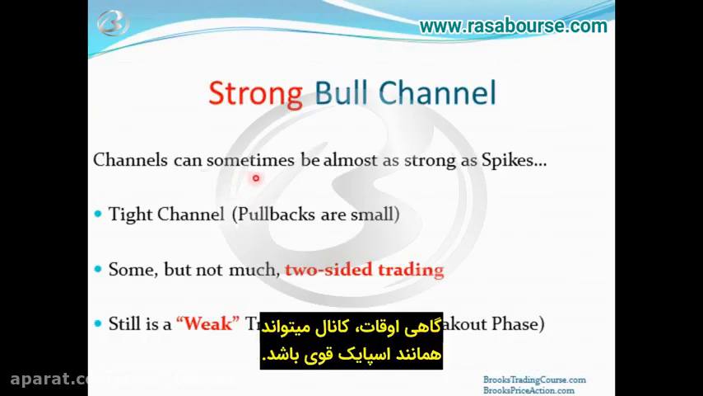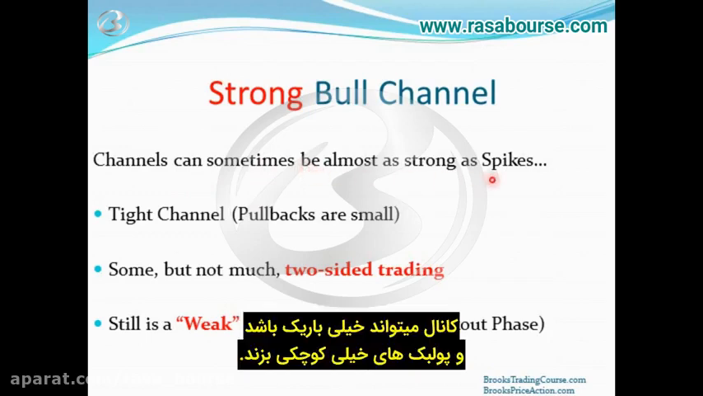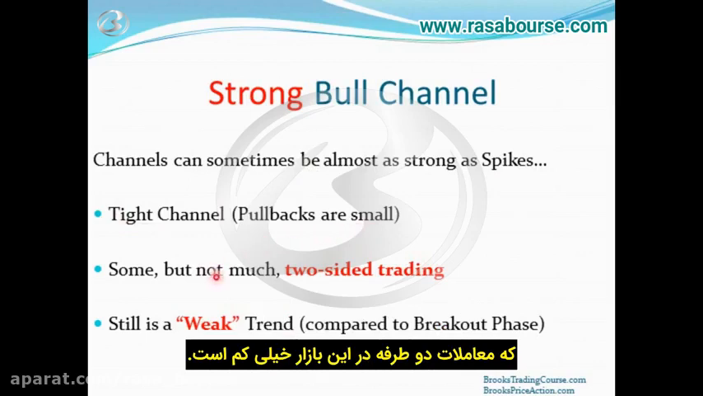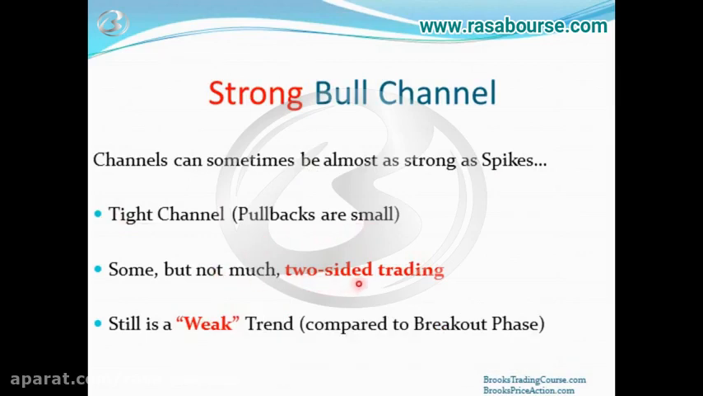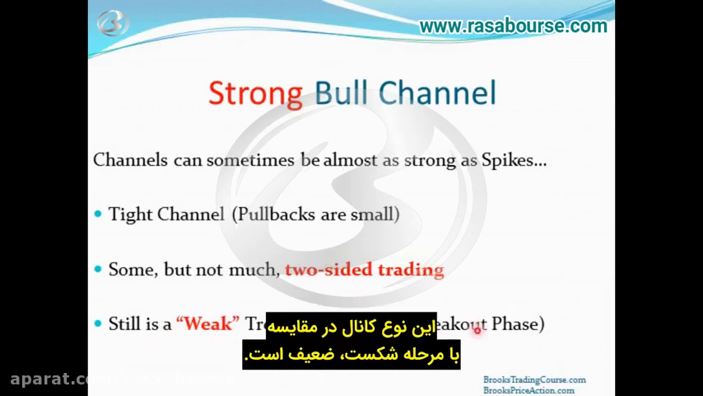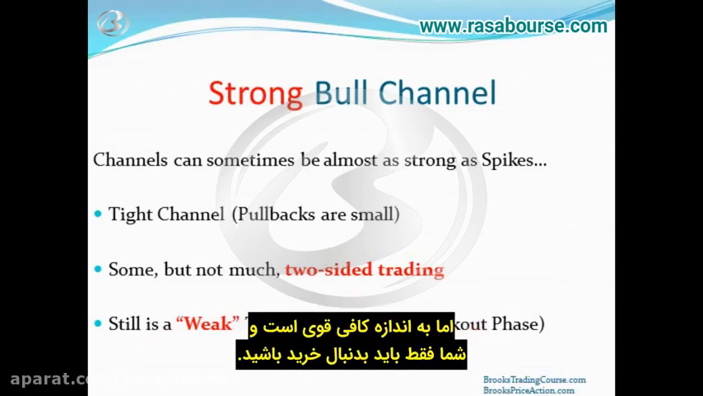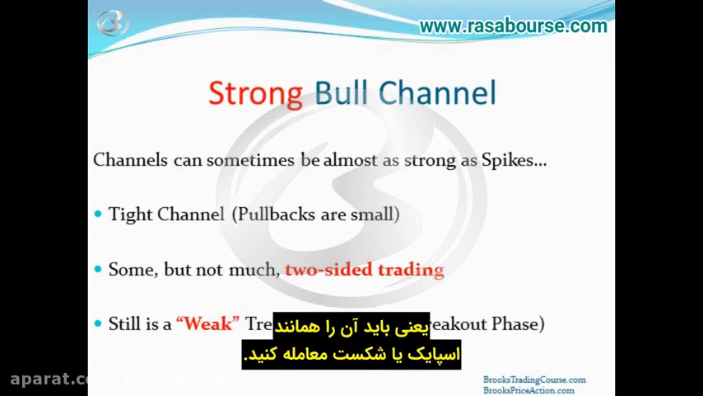Again, channels can sometimes be almost as strong as spikes. The channel can be very tight with very small pullbacks and very little two-sided trading, maybe an occasional bear bar. It's still weak compared to a breakout phase, but it's still strong enough so that you should only look to buy. Treat it just like a spike, just like a breakout.